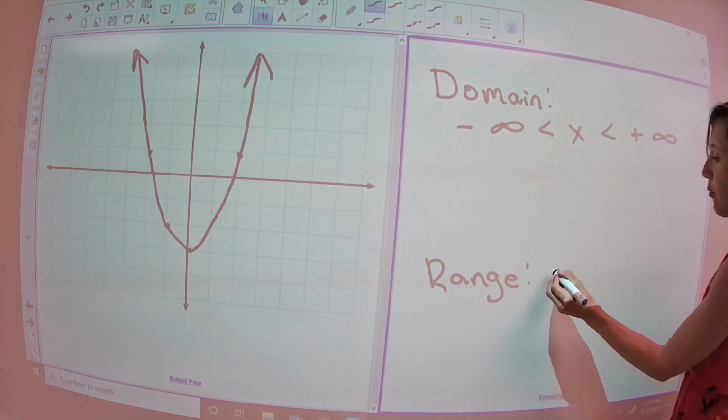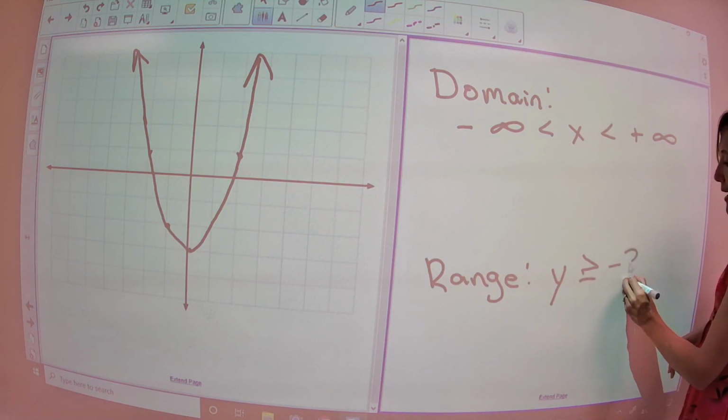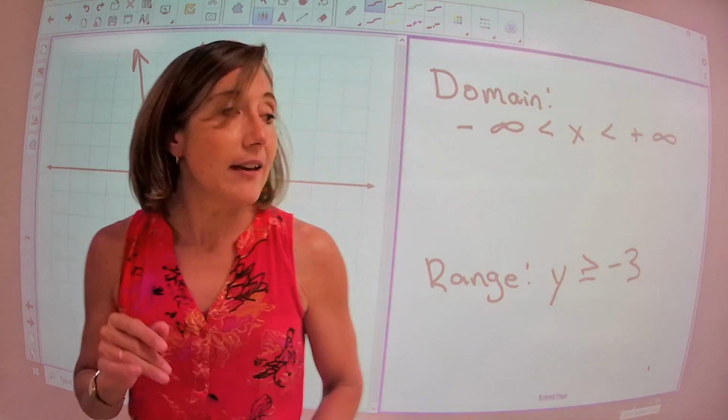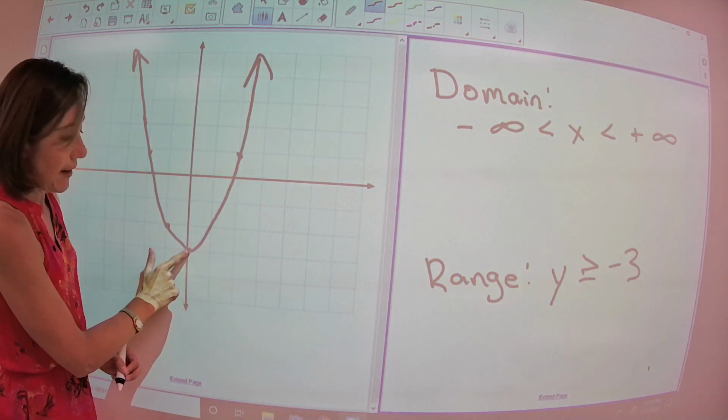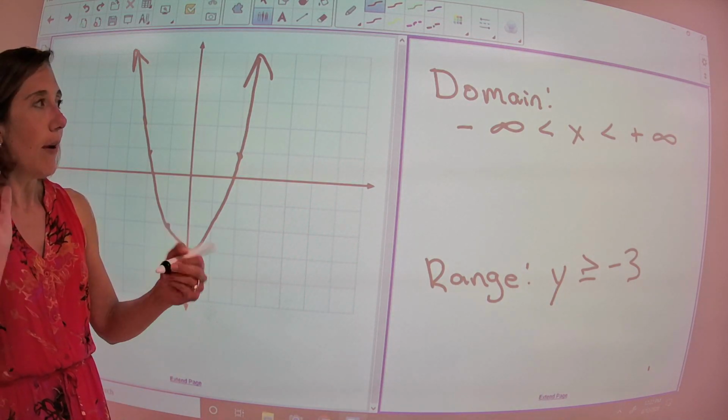So we could say that the y's are greater than or equal to -3. Notice I have a line under it this time because it does actually touch -3 right here on your y-axis. Okay, so that's our range for that one.